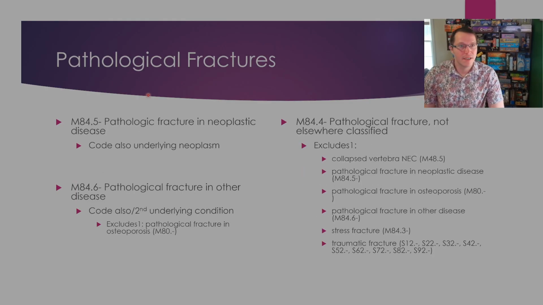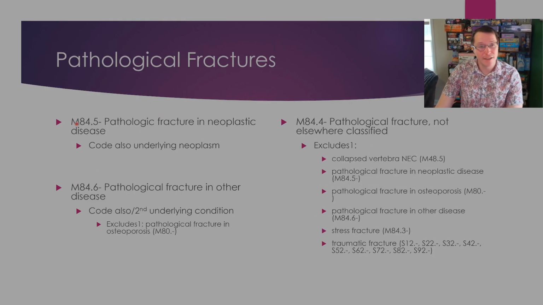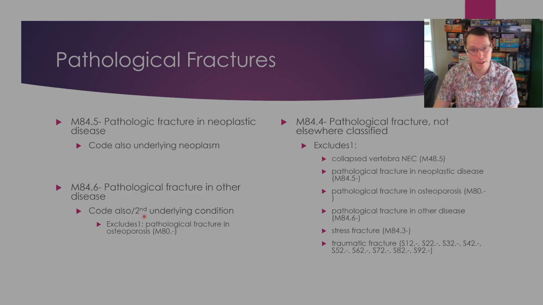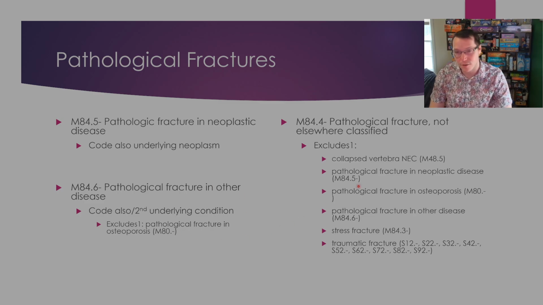Oh, wrong direction. Pathological fractures. Pathological fractures have 2 different sets of codes here. First, it has the codes for neoplastic disease causing it, so make certain to code first the underlying neoplasm every single time. Let me move my blob here. Pathological fracture in other disease, where you also have to code the secondary underlying condition that caused it, so just make certain you're aware of that.